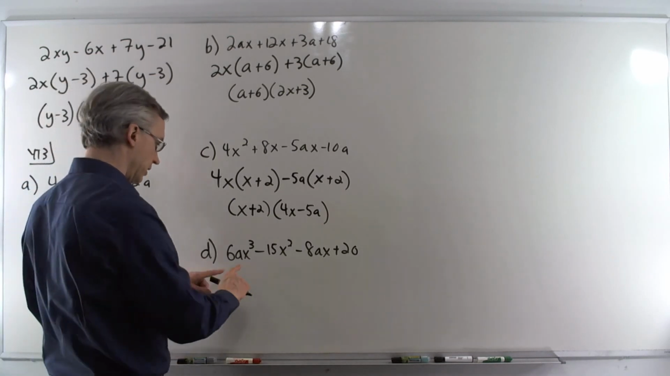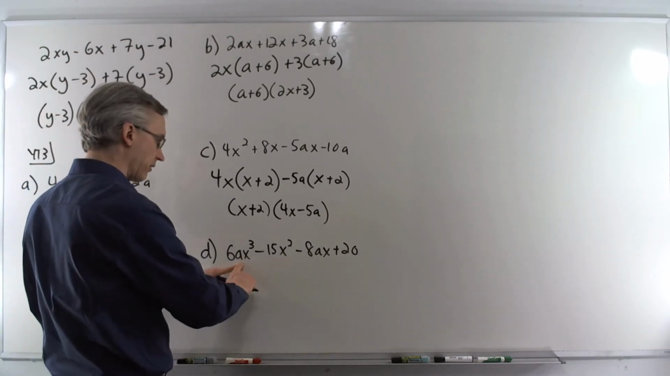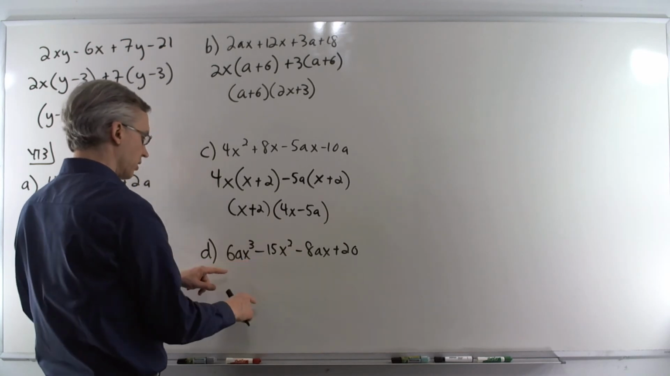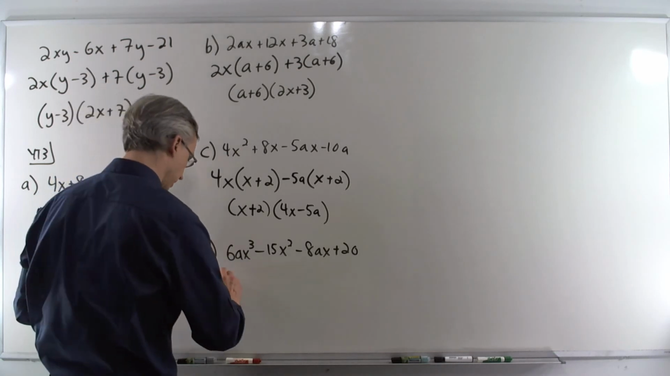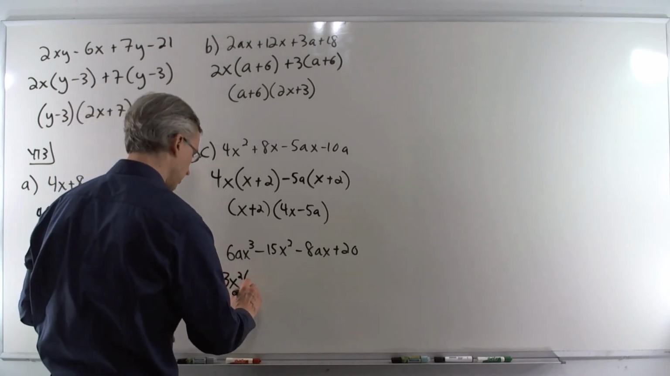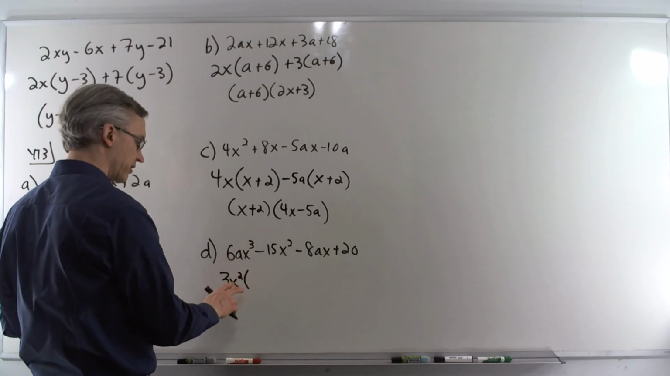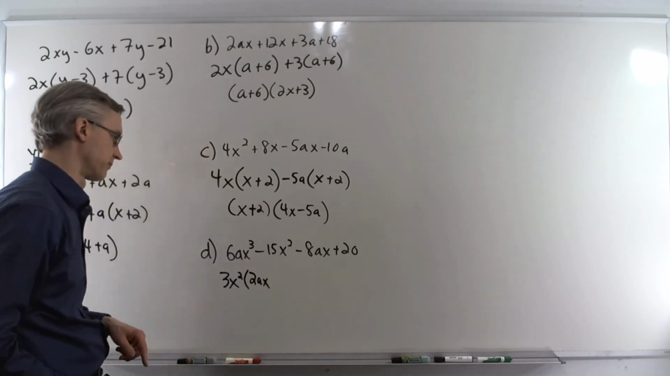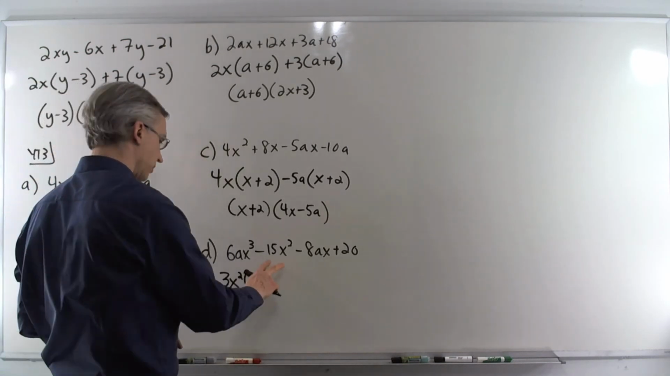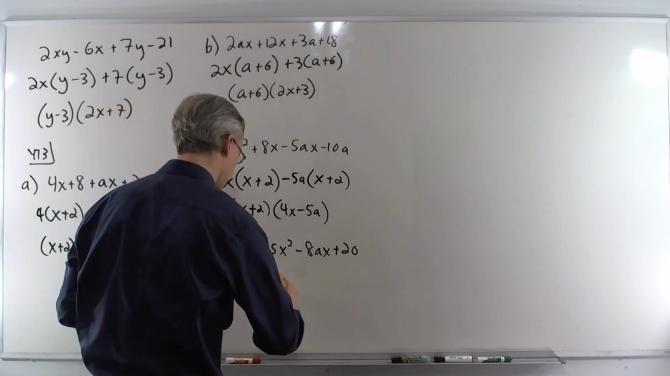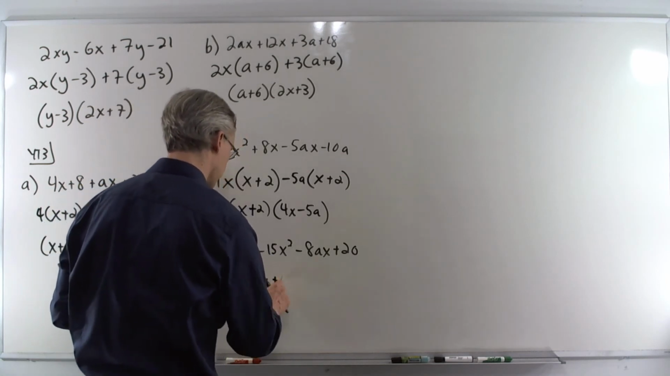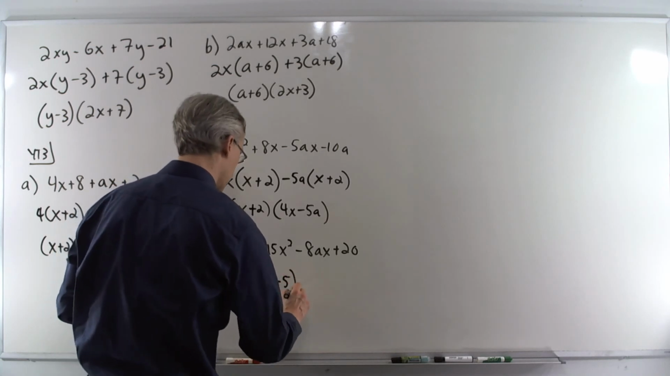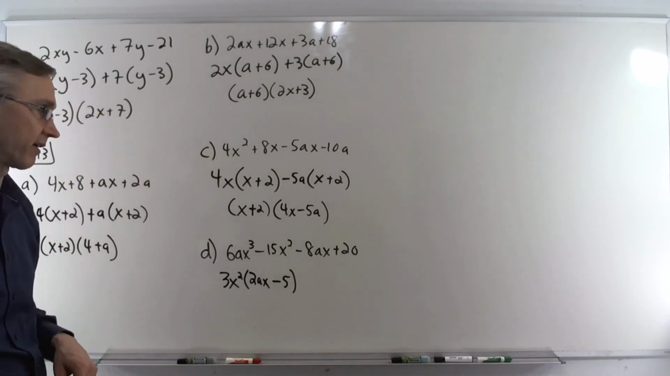Alright, here we've got no match for the a, so we can't factor that out, but we do have 2 x's, so we're definitely going to factor out an x squared. Greatest common factor of 6 and 15 is 3, so we're going to factor out 3x squared. Now 6ax to the third divided by 3x squared is 2ax. 15x squared divided by 3x squared is 5. So we get 2ax minus 5.